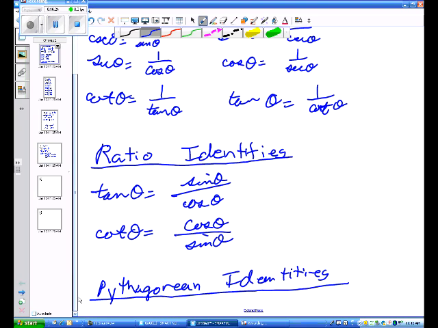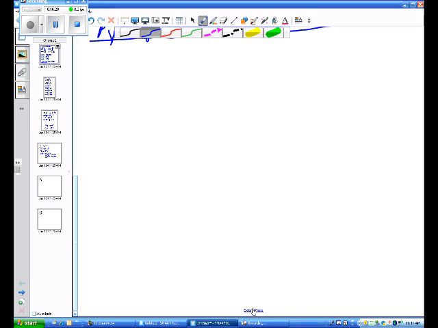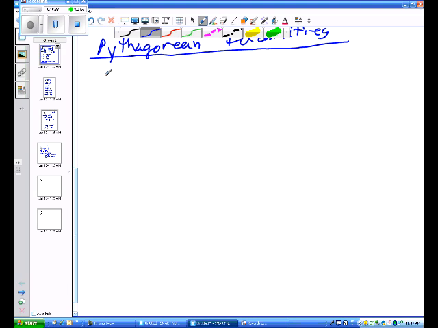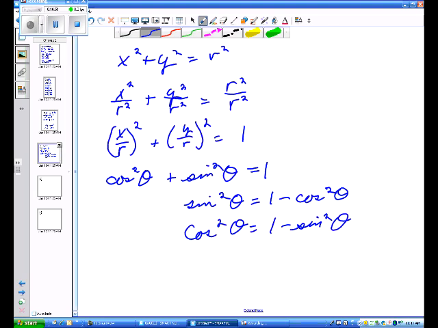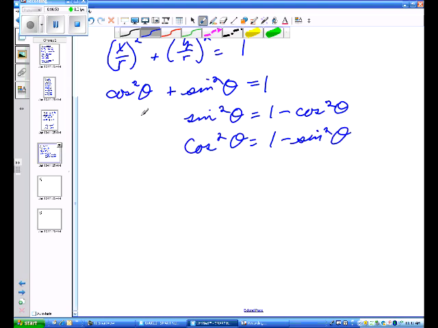So let's add some of our Pythagorean identities. I'm just going to go ahead and write it as sine squared plus cosine squared equals 1. I'm not going to put the other two with it, but you do need to know them. Okay, let's go back and take our Pythagorean theorem again: x squared plus y squared equals r squared.